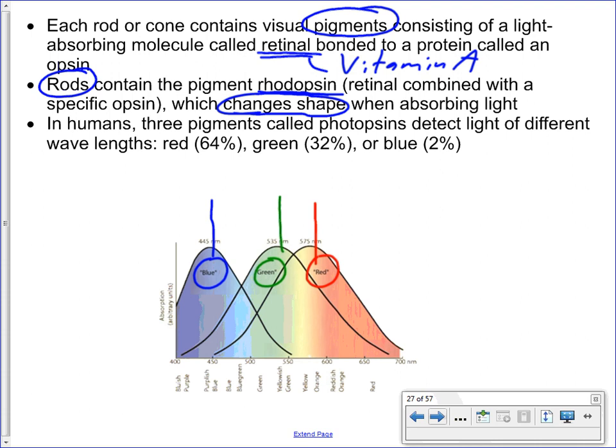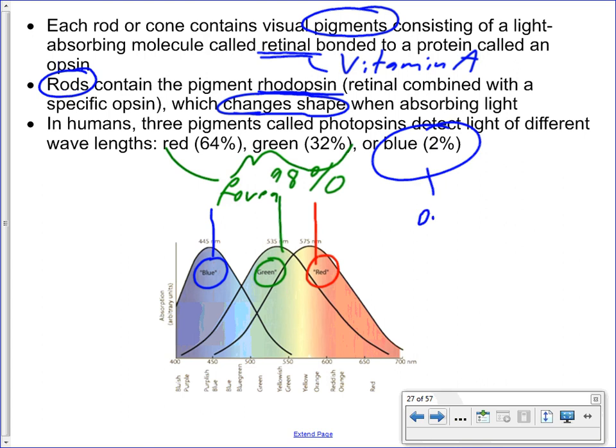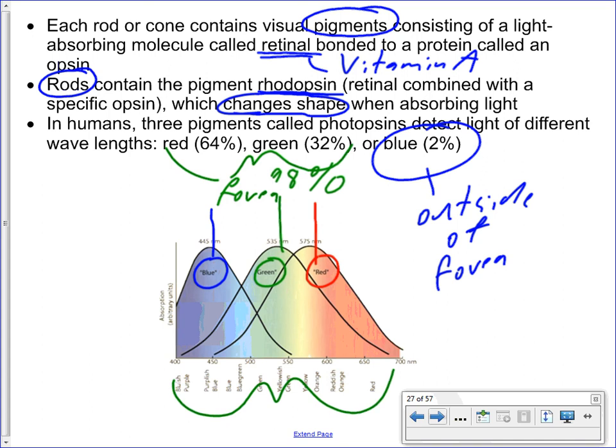You certainly don't need to know these percentages, but these ones here make up about 98% of the photoreceptors, and these are the ones that are located in the fovea itself. I said that most of the cones are located in the fovea. The exception are these blue ones. Blue ones are actually located outside of the fovea, where you do find the blue cones. So this allows us to detect at least the full range of what we refer to as the different colors.